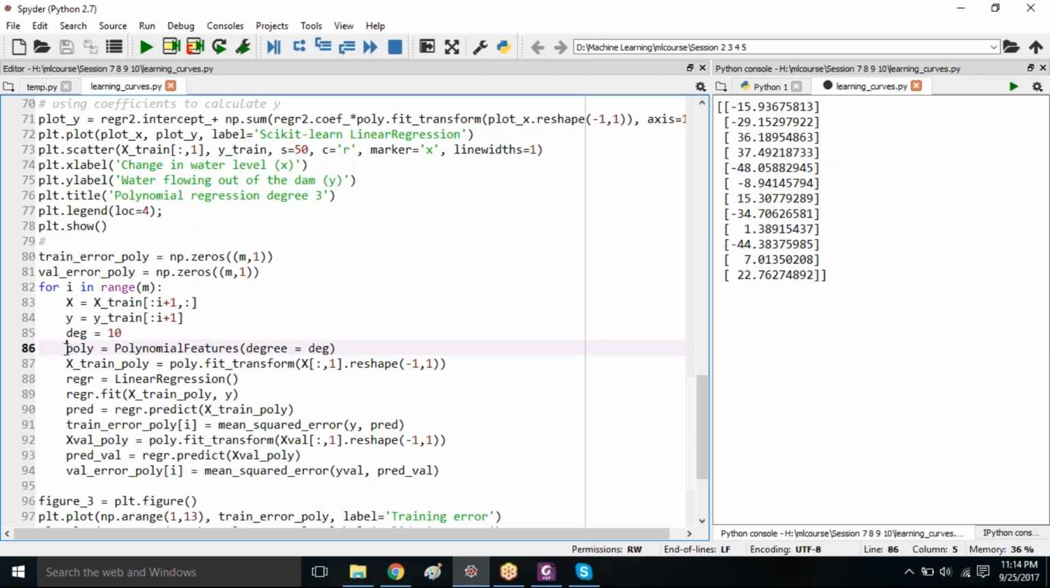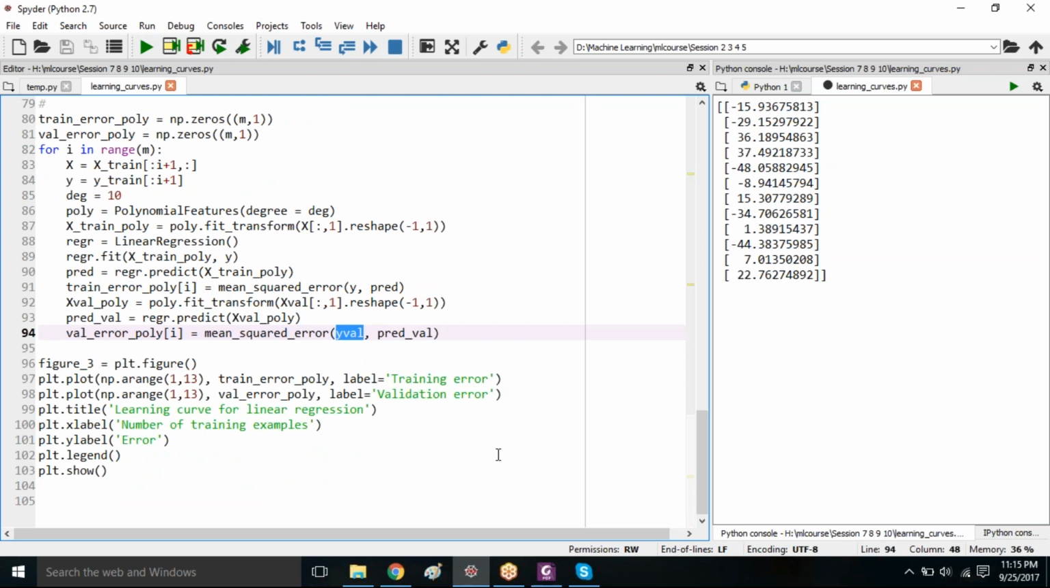So I have to first calculate the features, then the same regression, fitting, prediction on the X train training data, and calculating the error on train data. Then prediction on the validation data, getting the validation y, and then again validation error poly, that is the mean squared error between the predicted value on the validation set and the actual value on the validation set.